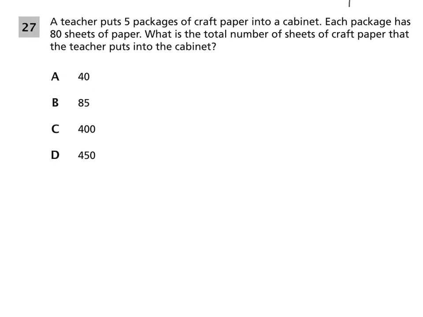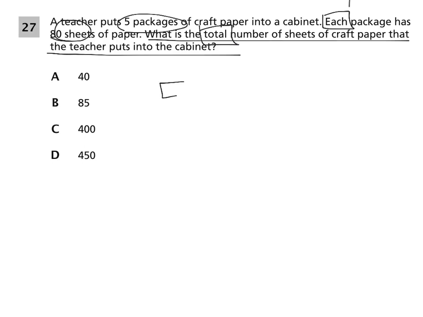A teacher puts 5 packages of craft paper into a cabinet. Each package has 80 sheets of paper. What is the total number of sheets of paper the teacher puts into the cabinet? So we know we have 5 packages. Packages are groups, and we have that word each, which means multiplication. So 5 groups times 80 in each package.